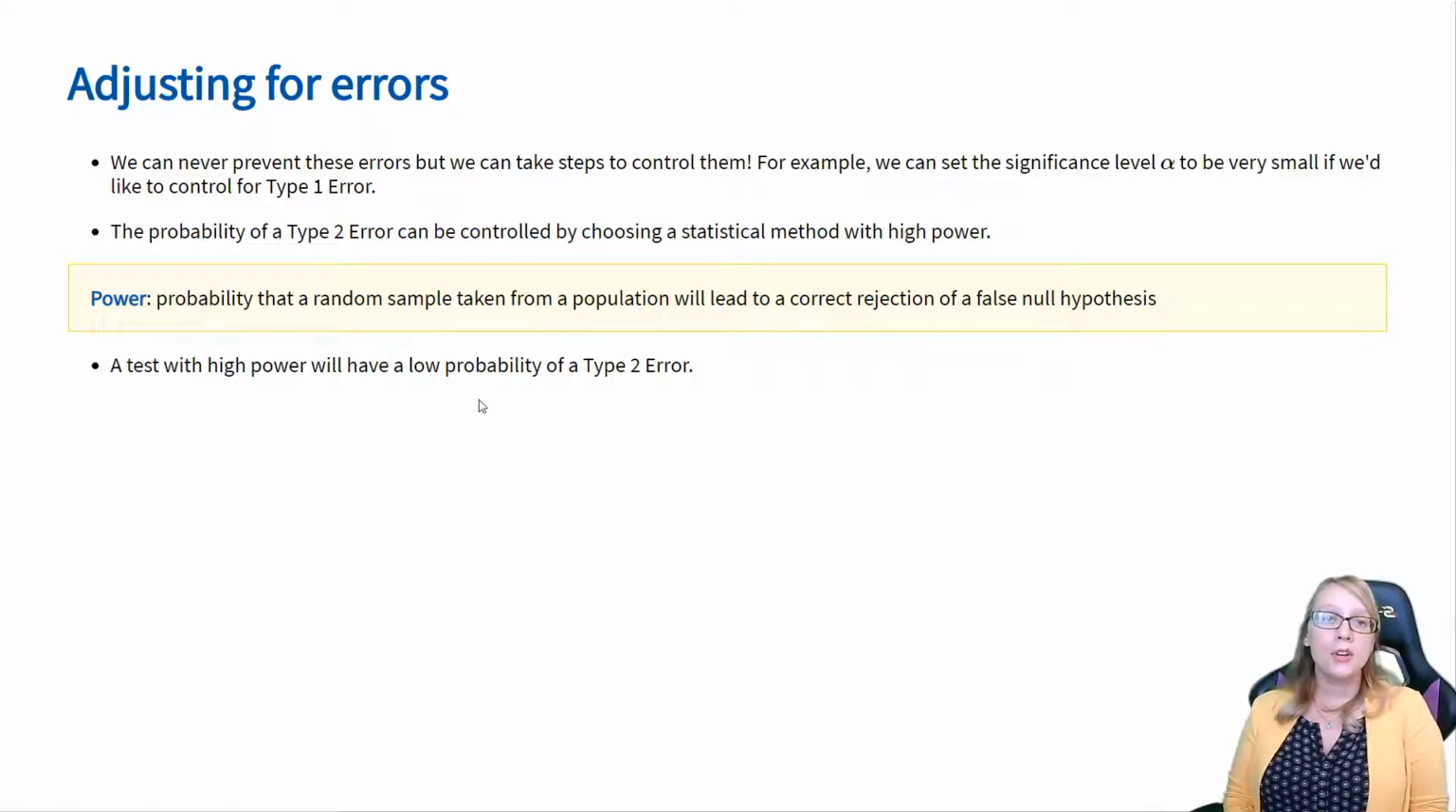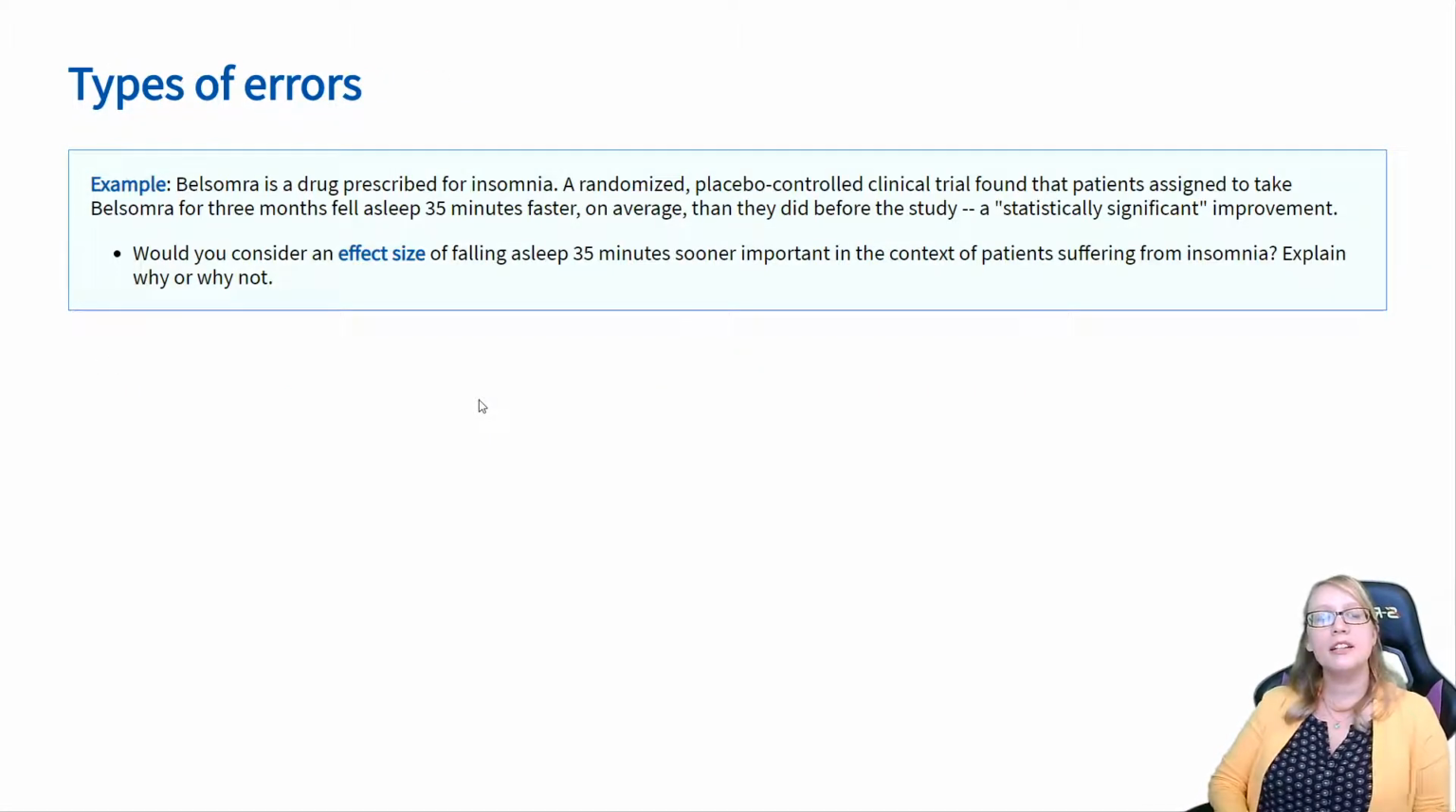The good news for us is that throughout the course, we will only focus on those types of statistical techniques that have already been shown to have high power. So for a given situation, we will just limit our attention to the most powerful tests. Let's take a look at one more example for this video.